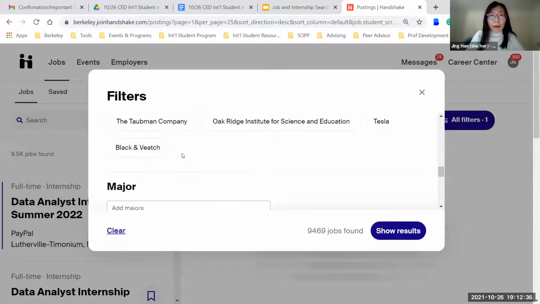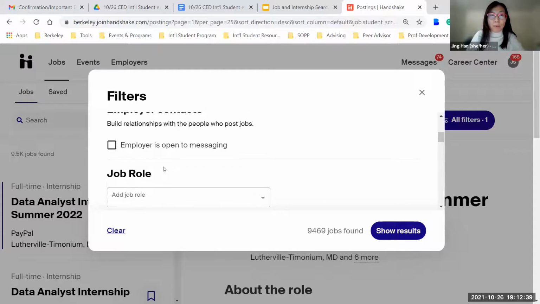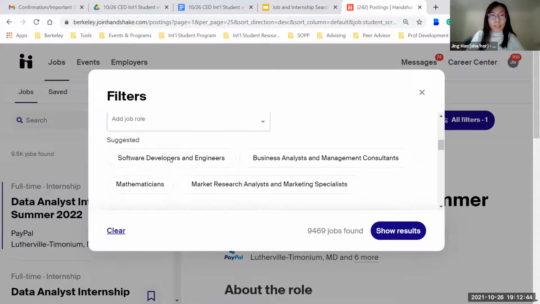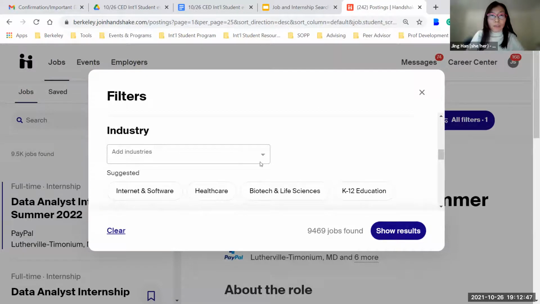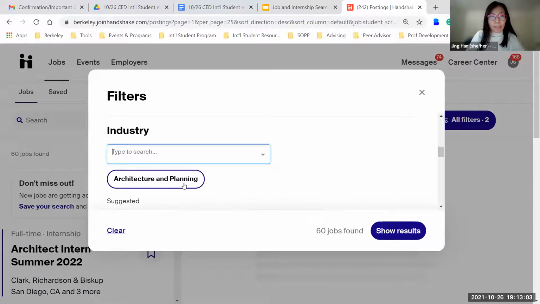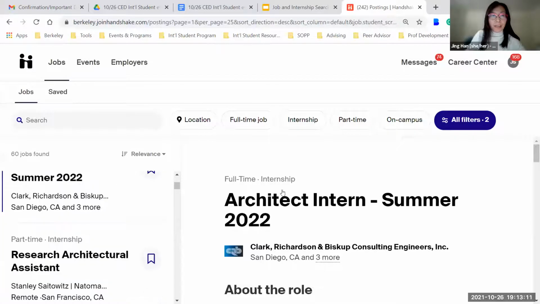And then typically I will go back to either industry or job role to help me narrow down the positions that can fit my major or fit with the career field. For example, I can go to industry here, and among the drop down menu, I can choose architecture and planning, and then open to OPT CPT. For now, we have 60 jobs right here, and then we can show the results. Here you can see who they are, and the job description will be on the right.